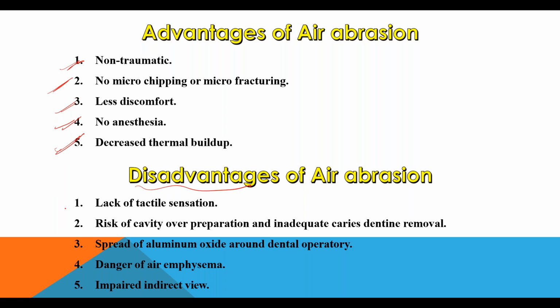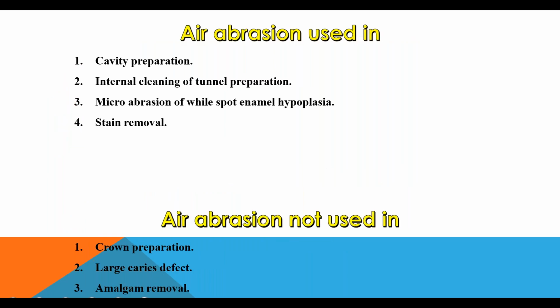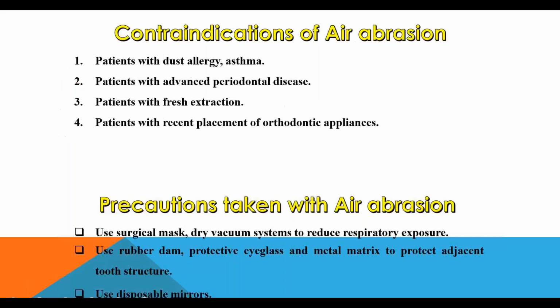The disadvantages: lack of tactile sensation, risk of cavity over preparation, spread of aluminium oxide, danger of air emphysema, impaired indirect view, and damage of dental mirrors can occur. So we need to have single-use mirrors. Air abrasion can be used for cavity preparation, internal cleaning, microabrasions, or stain removal. It is not used in crown preparations, large caries, or amalgam removal. So these were the contraindications.